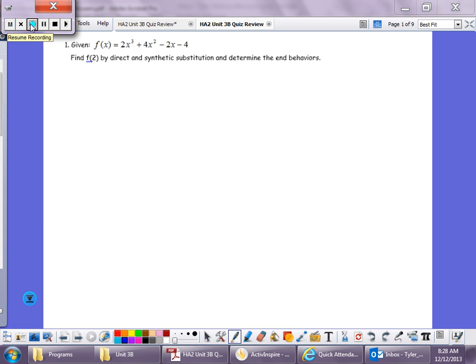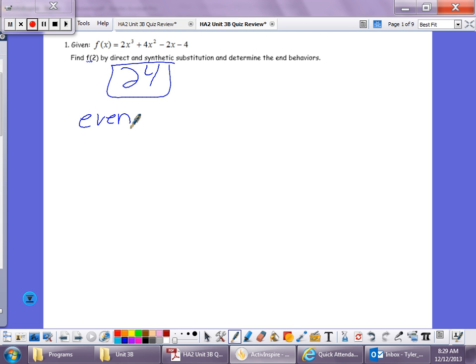So the answer to number one was 24. Everyone should be able to get that. For the end behaviors, remember we look at two things. First, you want to look at the degree. You want to look and see if it's even or if it's odd. Okay?